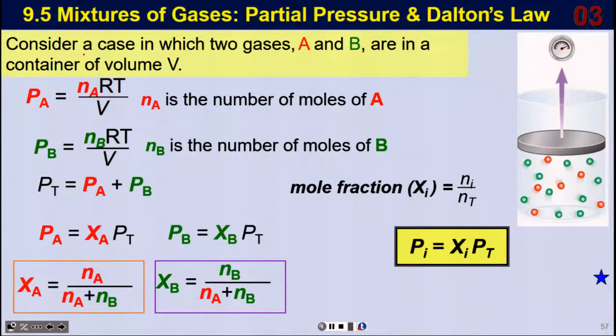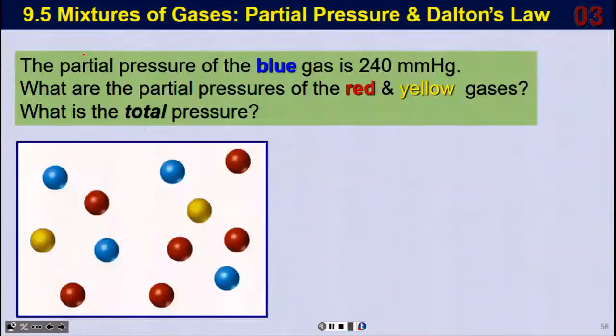Another way of thinking about this. Okay, so let's use it in an example. And this one is a really simplistic pictorial representation. Not such a bad way to start them off here. We have three different colors of spheres representing three different gases. We're given that the partial pressure of the blue gas is 240 millimeters of mercury. And the partial pressures of the red and yellow gases we are going to try to determine and figure out the total pressure. Wow, well, where do we begin?